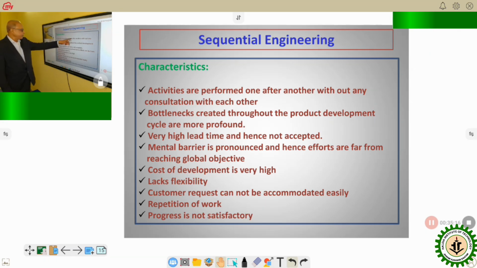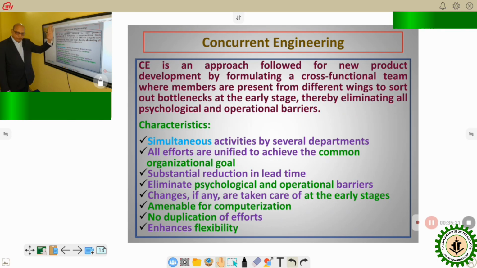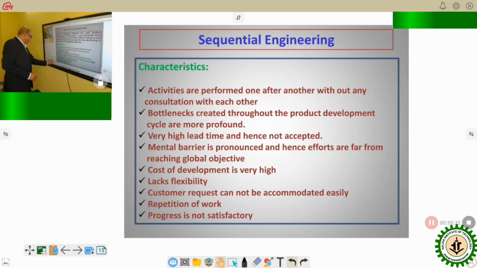Activities are performed one after another in the sequential engineering. So in the traditional, we follow sequential. What is the key feature of computer integrated manufacturing? That is the concurrent engineering. That means different works should be carried out simultaneously. In the sequential, that is the traditional, activities are performed one after another without any consultation with each other. Bottlenecks created throughout the product development cycle are more profound, very high lead time and hence not accepted.